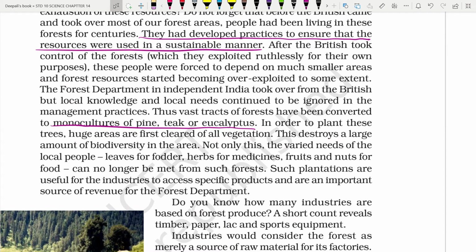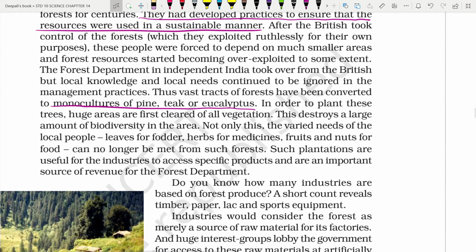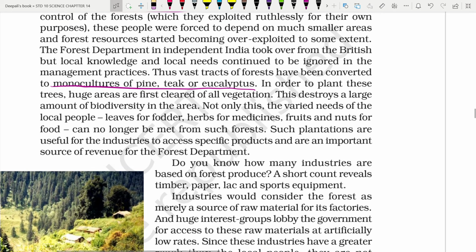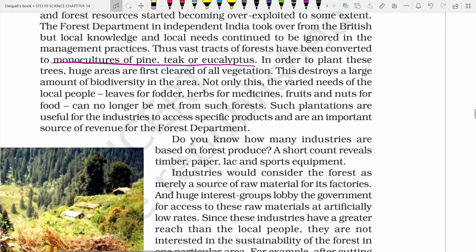Not only this, the varied needs of local people, leaves for fodder, herbs for medicine, fruits and nuts for food, can no longer be met from such forest. Such plantations are useful for the industries to access specific products and are an important source of revenue for the forest departments. Do you know how many industries are based on forest products?